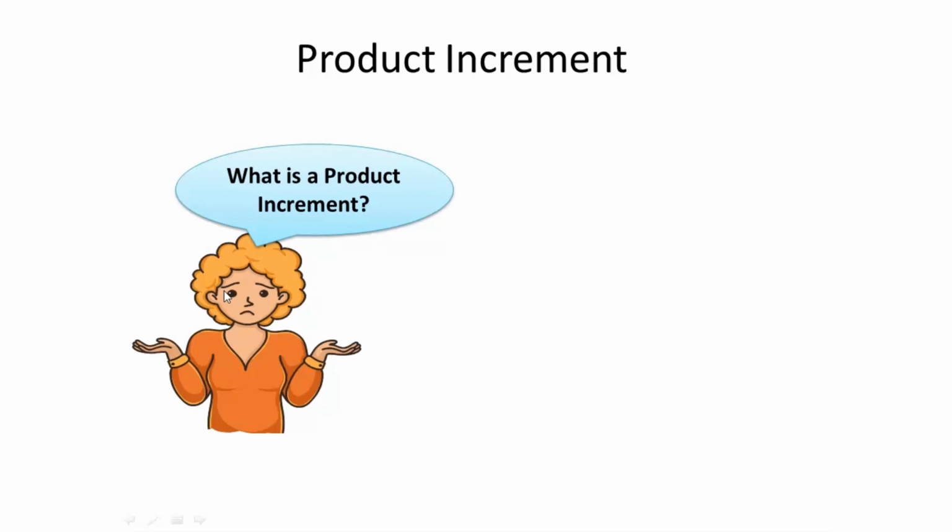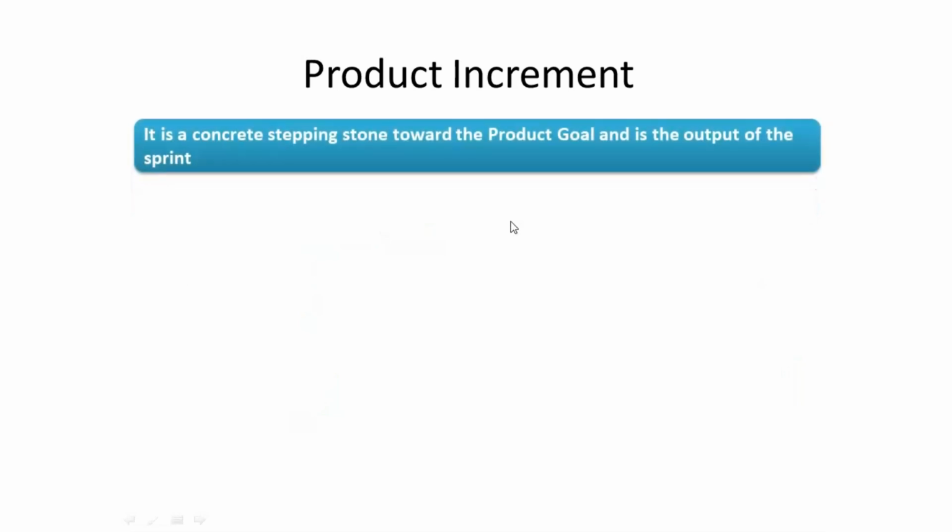In this session, we will discuss in detail the product increment. The product increment is a concrete stepping stone towards the product goal, and at the end of each sprint, a usable and incremental version of the product is delivered, which is called the product increment.